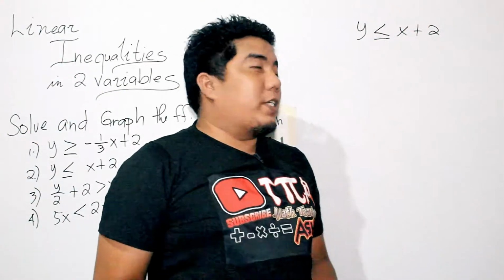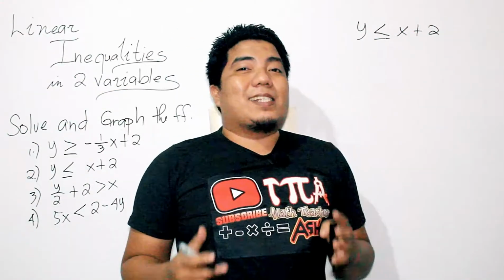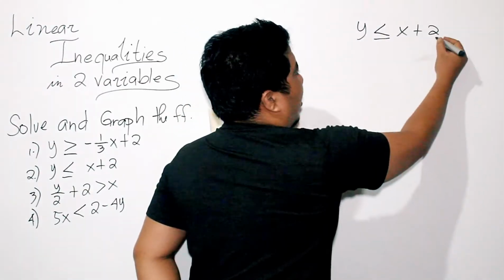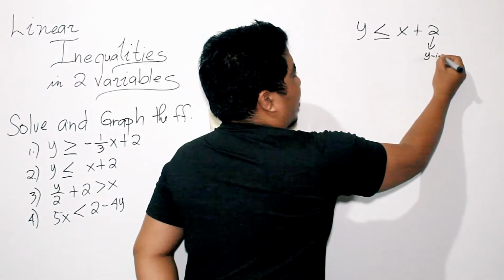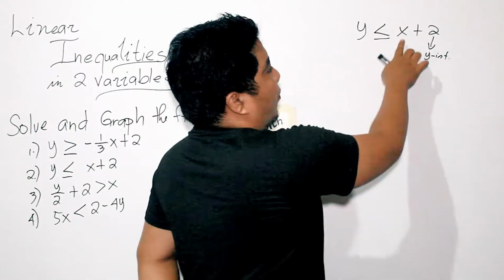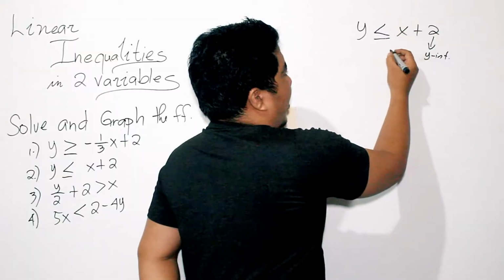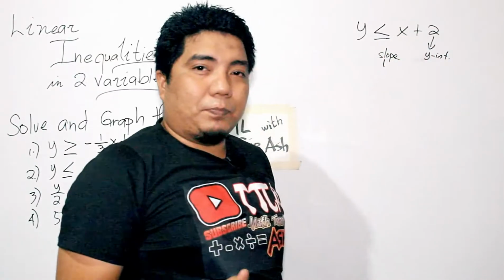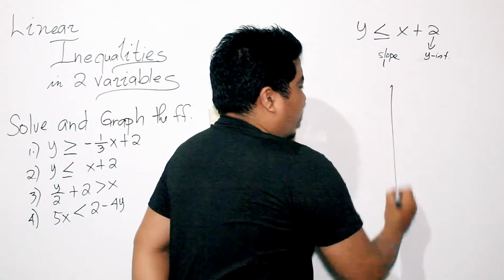Okay, math learners, for our second example, we have y is less than or equal to x plus 2. Of course, so therefore, our 2 here is our y-intercept, the same as number 1. And the numerical coefficient for x is positive 1. Therefore, our slope is equal to 1. Okay, so how do we do this one?